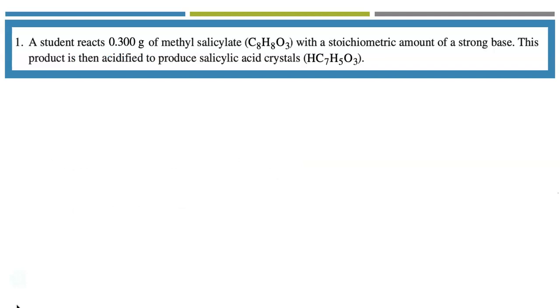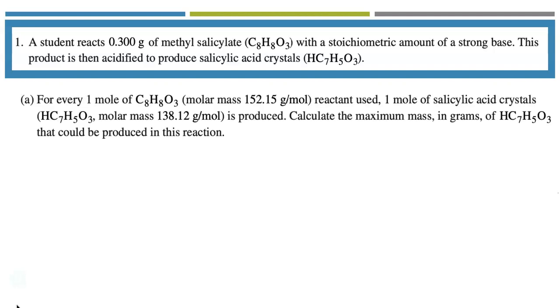A student reacts 0.3 grams of methyl salicylate, which has the formula C8H8O3, with a stoichiometric amount of a strong base. This product is then acidified to produce salicylic acid crystals, which have the formula HC7H5O3. Part A says, for every mole of methyl salicylate that reacts, 1 mole of salicylic acid is formed. Calculate the maximum mass in grams of salicylic acid that could be produced in this reaction.